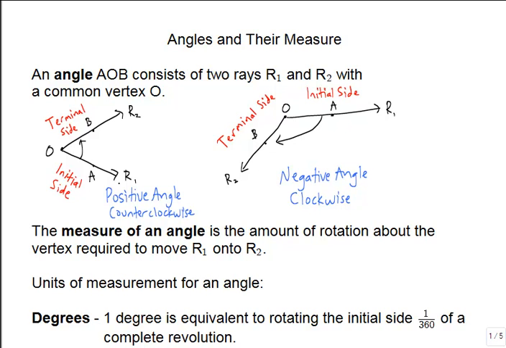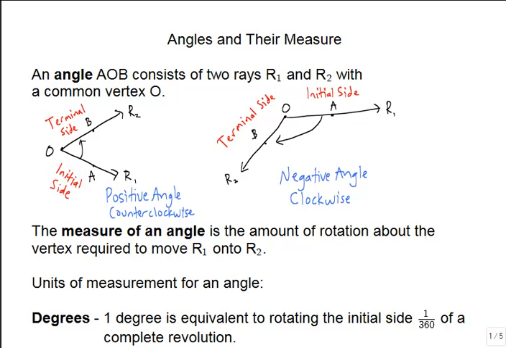If you are dealing with a positive angle, then you always want to go in the counterclockwise direction. So your initial side would have to be down here on the bottom, and our terminal side would be up here on the top, so that we're going in the counterclockwise direction. If we started with an initial side over here and a terminal side on the left, and we go down in the clockwise direction, then this would be considered a negative angle.